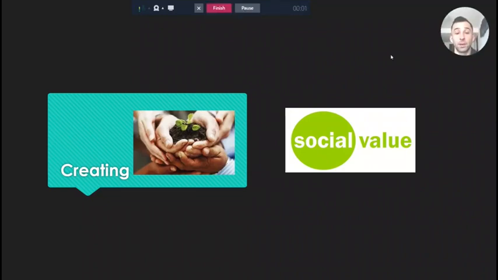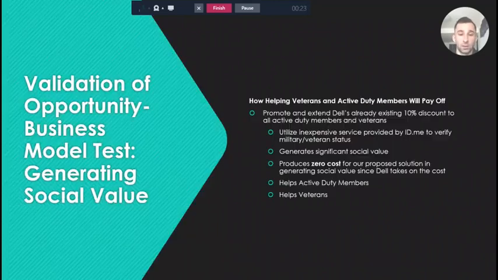Now, when it comes to creating and generating social value, this is a very important aspect for our company since we're able to produce a positive image to both our consumers and our employees. And it will be a way for us to give back to society, to the community. This will be achieved through a focus on veterans and our active duty military members by the promotion and extension of Dell's already existing 10% discount to that target audience.